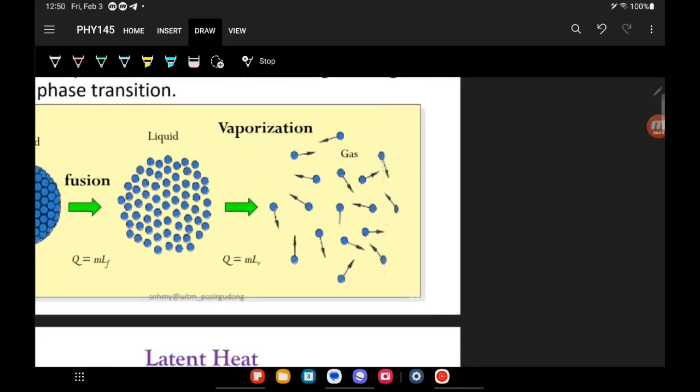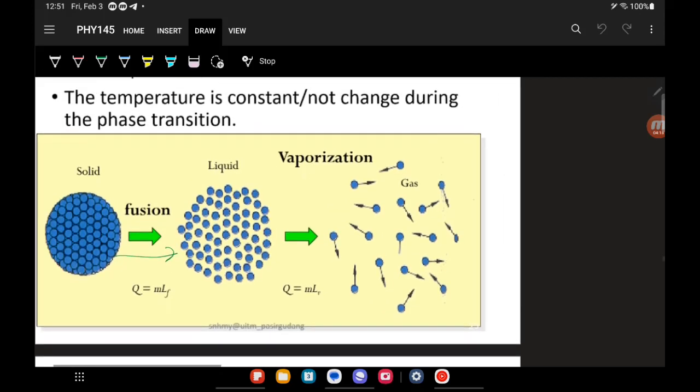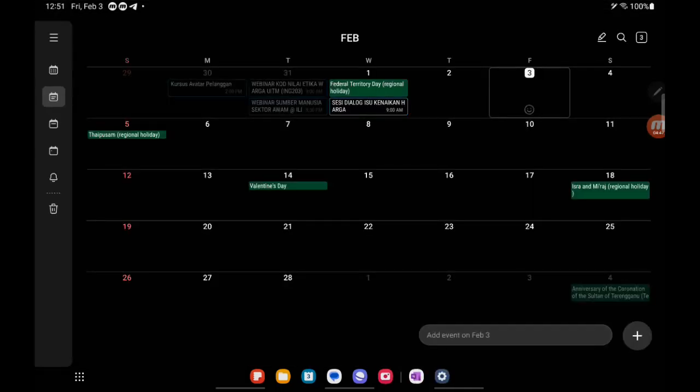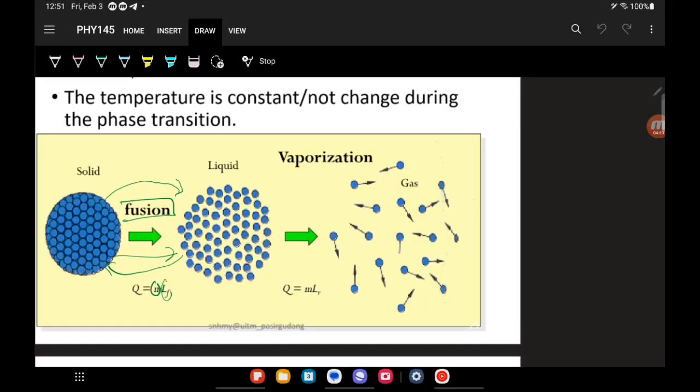Okay, so the equation for the heat required to break this bond, for phase transition, the heat for melting is Q equals m Lf. So m is still mass, and Lf is a constant. It's a constant specific to each material, so it is going to be different. So Lf is the latent heat of fusion. Fusion is for melting from solid to liquid, or for freezing. It's the same thing. It's only that for freezing, Q is going to be negative, because the material is dissipating heat, and dissipating heat is negative.